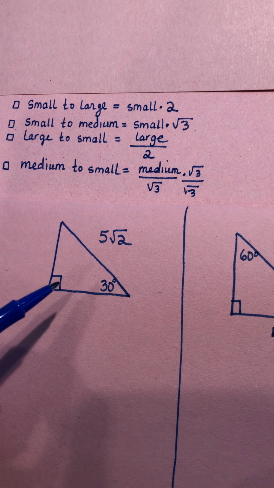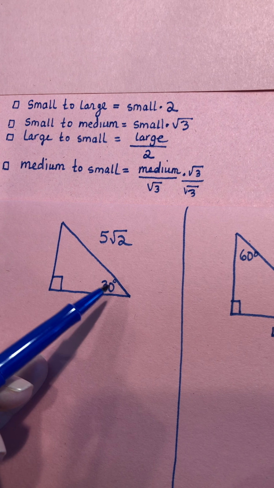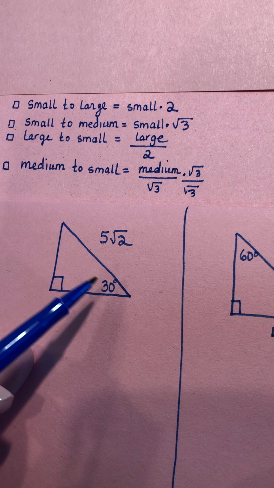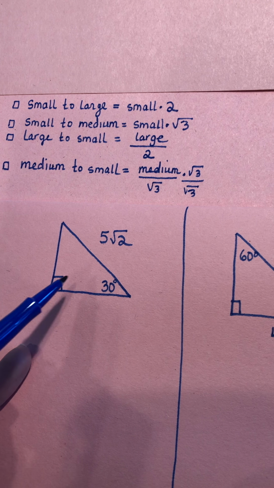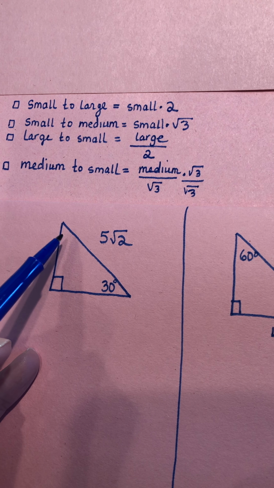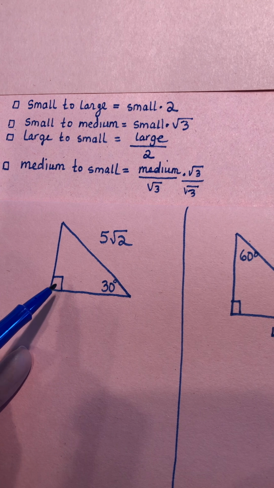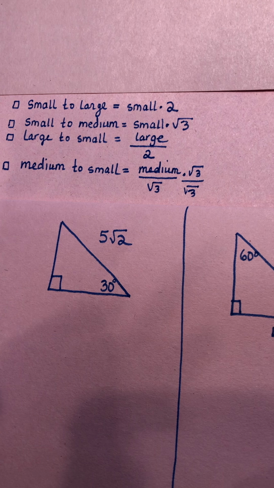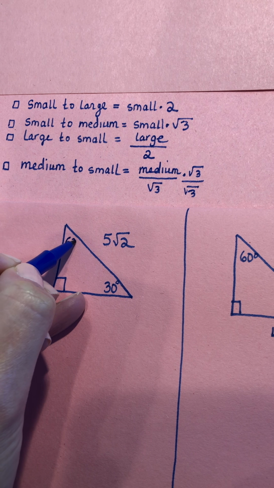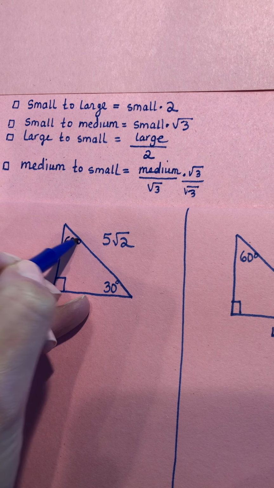In our first example, I have a 30-degree angle and a 90-degree angle, but I'm actually missing my third angle. Since you all know that all angles in a triangle must add to 180, this angle has to be 60, right? Because 30 plus 90 is 120, plus 60 will get me 180. So I would encourage you, if you're missing an angle, to go ahead and fill that in.